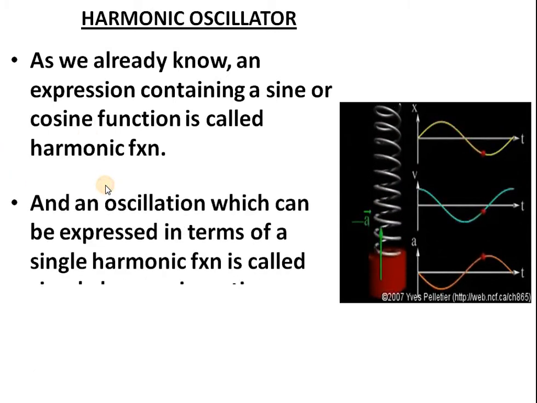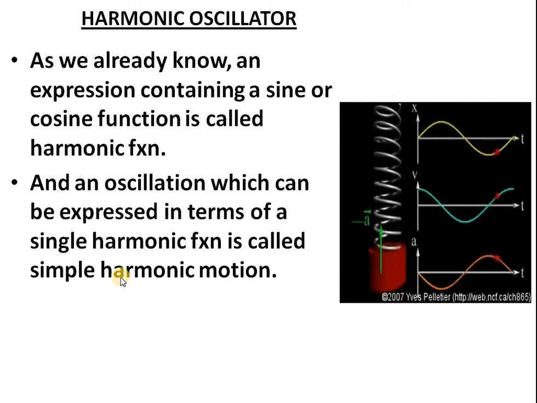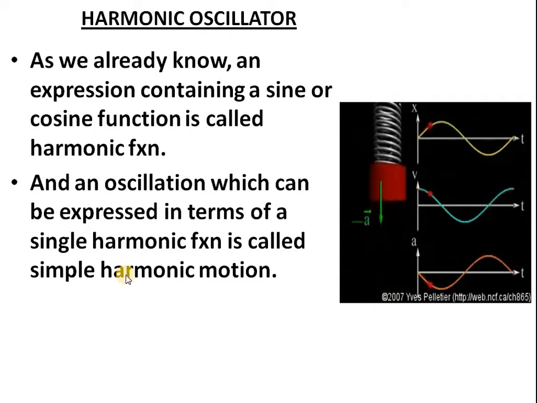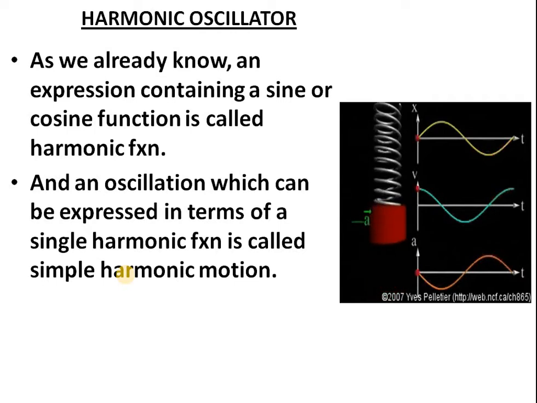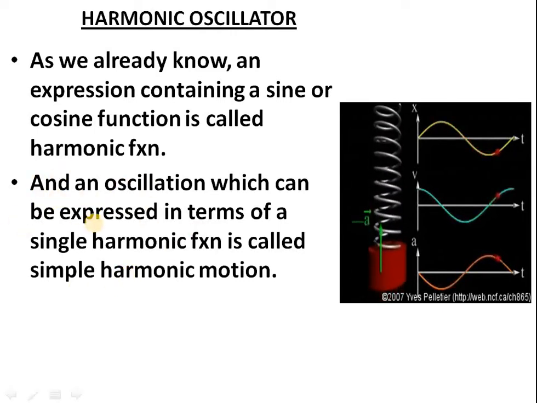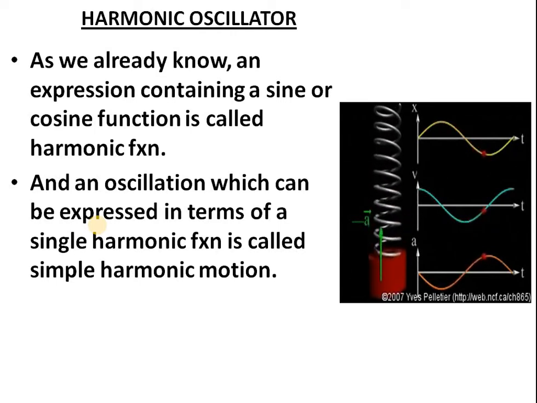So we call it a harmonic oscillator. An oscillation which can be expressed in terms of a single harmonic function, we call a simple harmonic motion. You should understand that there are many oscillations which can only be shown with a complex harmonic function, for example human bodies. But simple harmonic motions are those which can be expressed with a single sine function or a single cos function. Then only can we call it a simple harmonic motion.